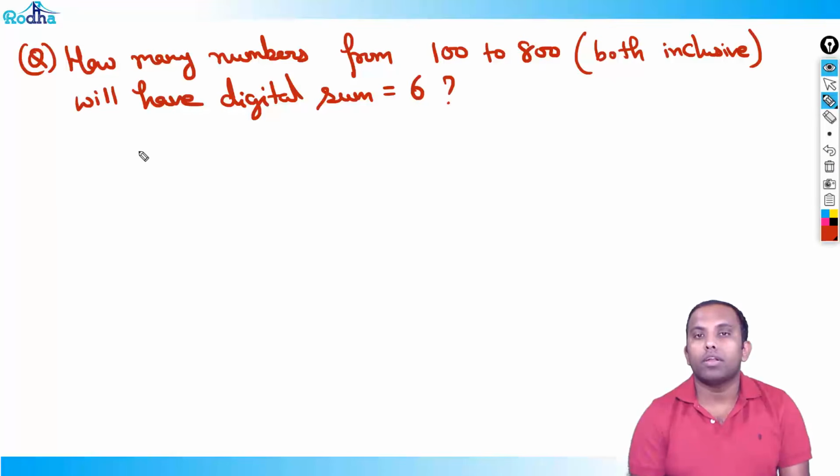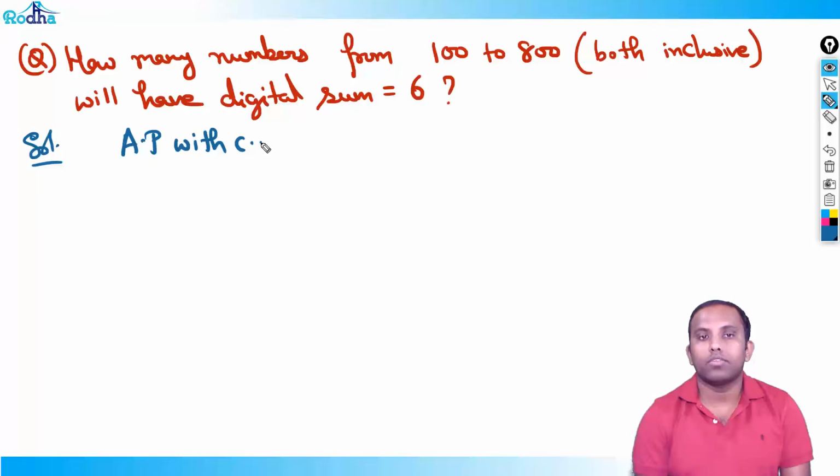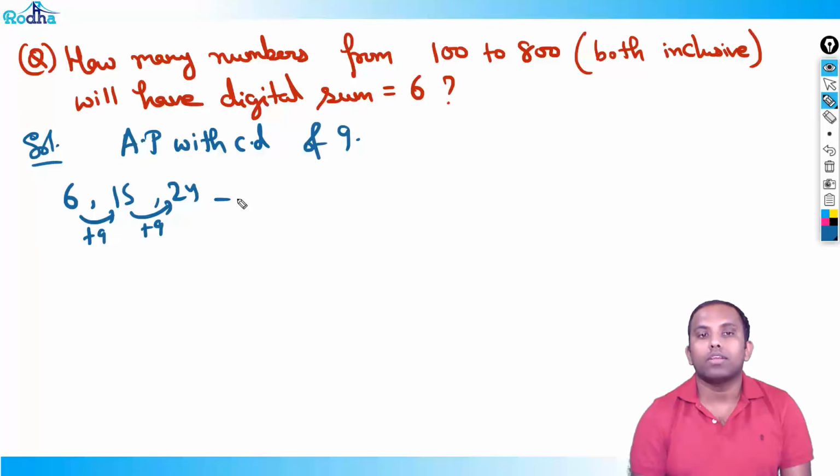How many numbers from 100 to 800, both inclusive, will have a digital sum of 6? This is the question here. Okay, we know that digital sum forms an AP with a common difference of 9. So if you get 6 here, when will the next number have digital sum 6? After the common difference of 9, that is 15. Then again add 9, 24. So like this, all these numbers will have a digital sum of 6.